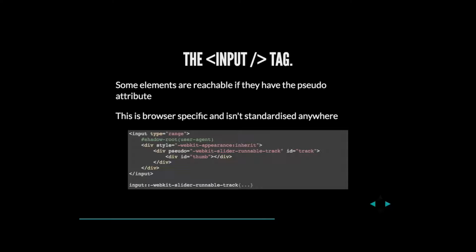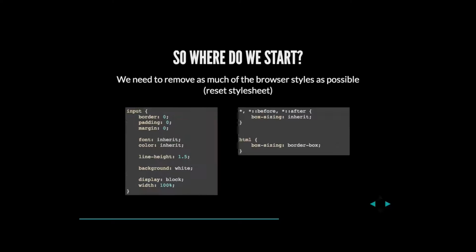But these pseudo elements that you might have seen here, where it says pseudo WebKit slider runnable track, you can get to that with this little bit here. But it is browser specific, and as far as I know, I don't know what the magic's called on Firefox, but on WebKit browsers you can use this, and you can style the little thumb thing however you like. Makes sense.